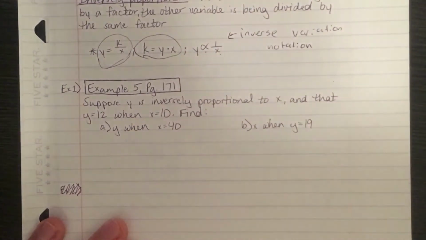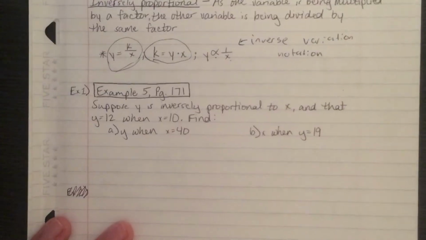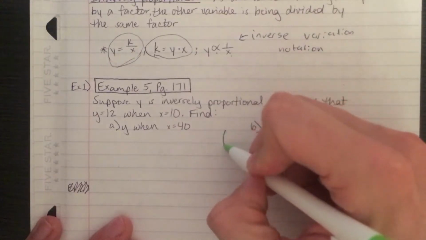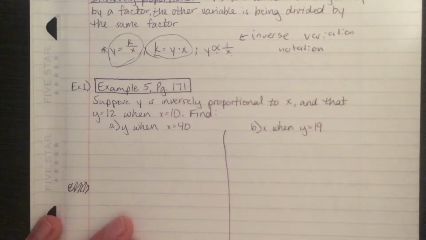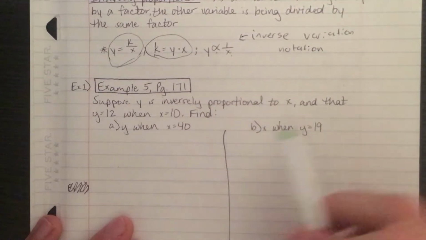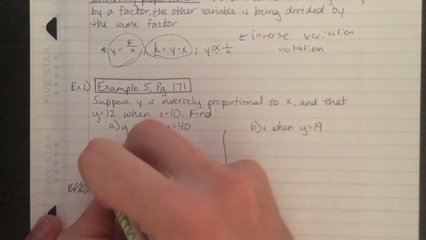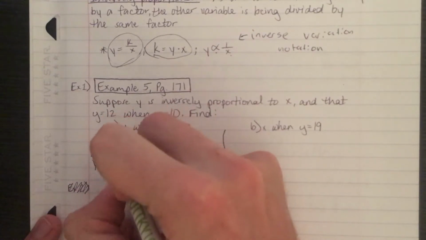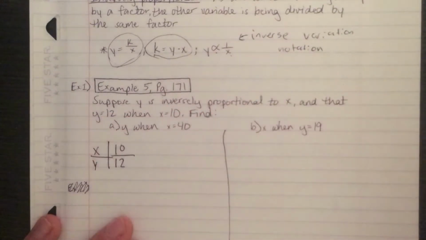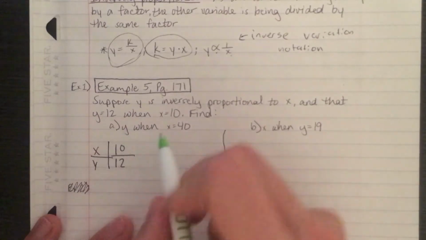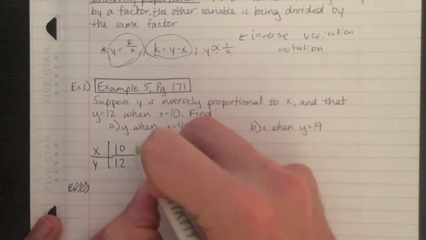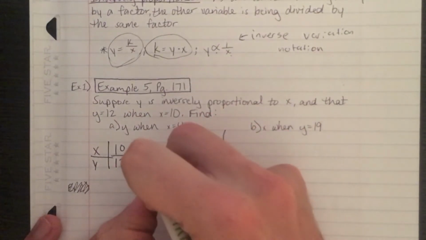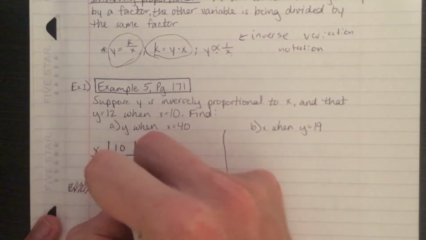Now, when you are doing inverse variation, we're going to look at two different ways here to do these. So you can either use a table or you can use an equation, and I'll show you both. So what we have here in this example, we're saying suppose y is inversely proportional to x, and that y equals 12 when x equals 10. So let's see, 10 and 12, and what we want to know is find y when x is 40. So we don't know what y is here.